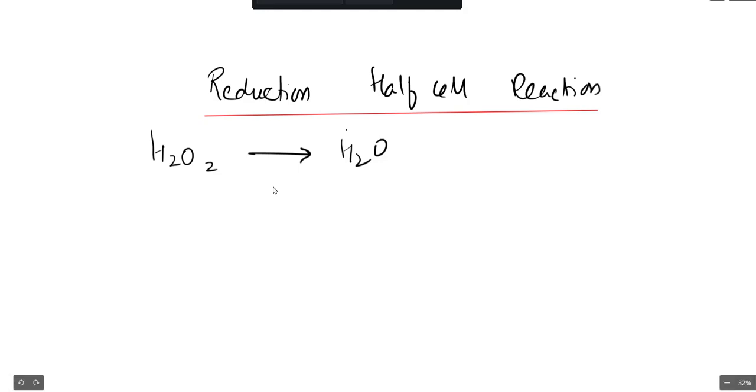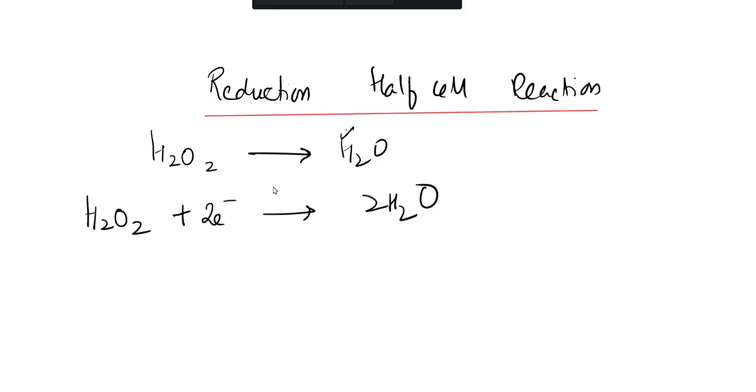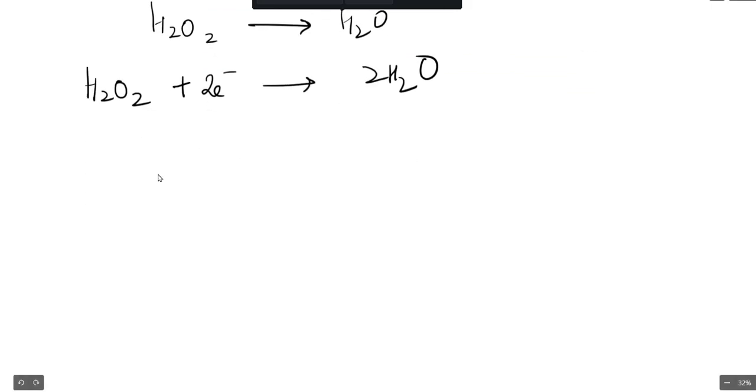To balance this part, what will we do? Because this is reduction, it is going to accept electrons. How many? To balance those positive charges, 2 electrons. Correct? It's going to accept 2 electrons and forms 2H2O. This is what we have written, students. Now, the next step is you're going to balance charge and oxygen. So, you're going to balance both.